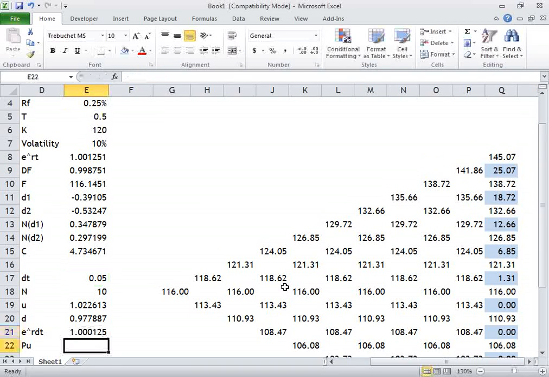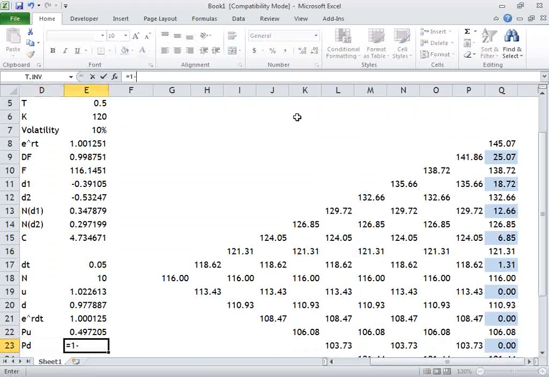So PU is equal to e to the power r dt minus D, divided by U minus D. This is the probability of the energy price going up, and PD is just equal to 1 minus PU. So this is the probability of the energy price going down, 116 going down.